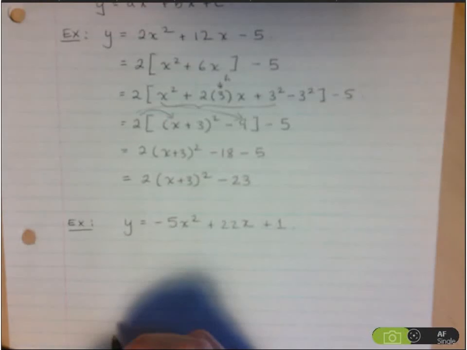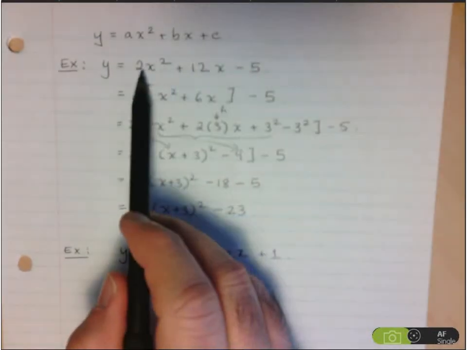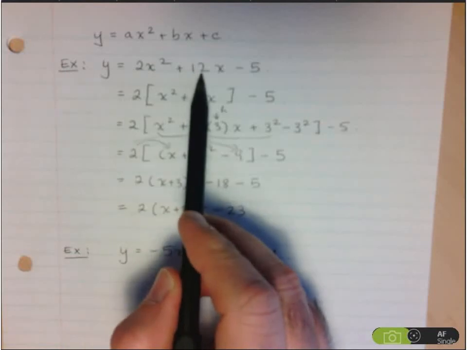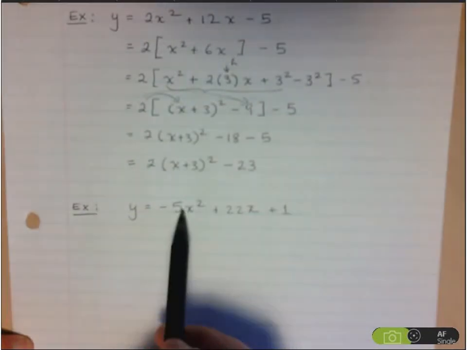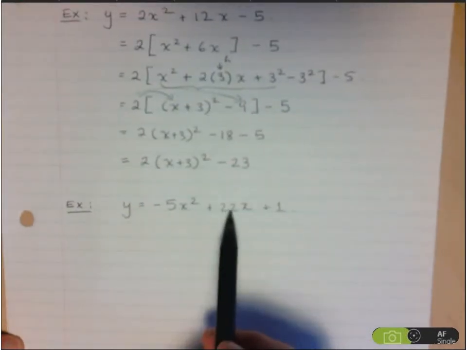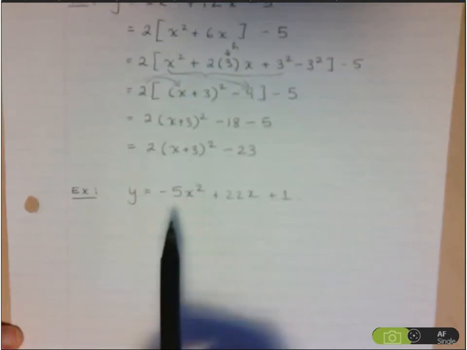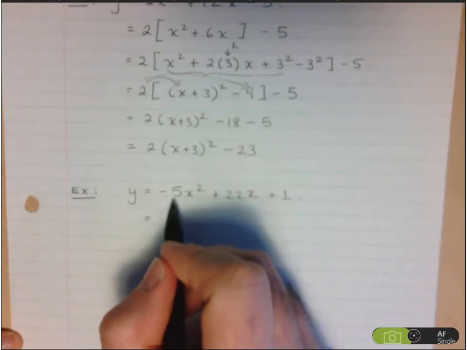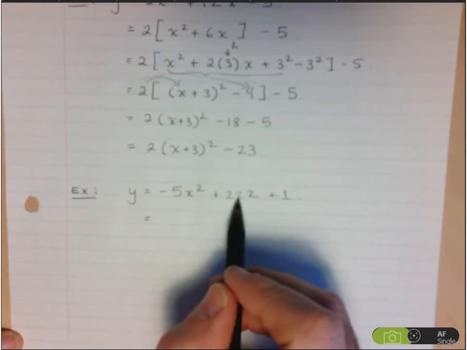Now, something that's a little different from the first example is when we looked at the coefficient of x squared, 2, it was also a factor of the b value. So it factored out quite nicely. Here, though, we see that negative 5 is not a nice factor of 22. However, we still need to achieve x squared on its own, so we have no choice. So when you're completing the square, you're always factoring out the coefficient of x squared, regardless of whether it's a common factor between the first two terms.